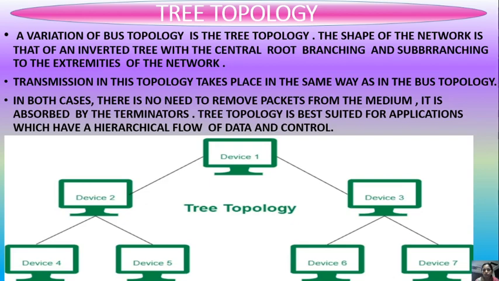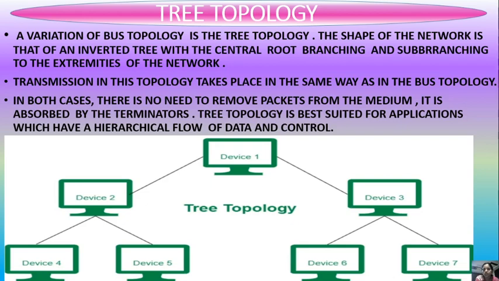You can imagine that it is like an inverted or reverse tree. A variation of bus topology is the tree topology. The shape of the network is that of an inverted tree with the central root branching and sub-branching to the extremities of the network. Branching here: on the left side you can see device 2, and on the right side device 3, and device 2 has again two subparts, device 4 and device 5. So these are the branches, these are the sub nodes we can say.